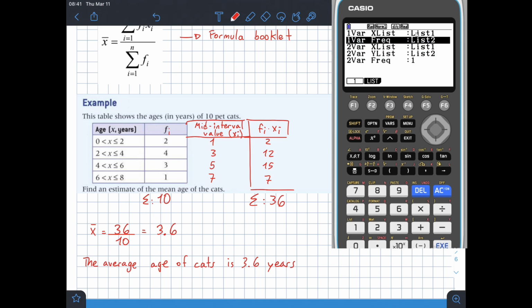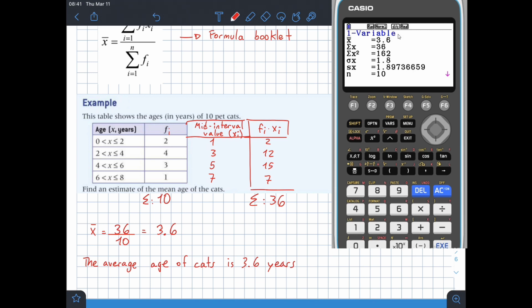We're not going to be looking at this bottom part for now because this is for 2 variables. We're now working with 1 variable only. So you should make sure that this says list 1 here and list 2 down here. If you already have that, you go to exit, and now you click on 1 var, which is F1. And you see, you have all of the statistical measures here. We have the mean, which is 3.6, which is exactly the same value we got in the exercise.